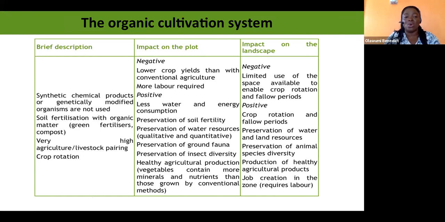So the availability of it for the plant to take it up is also gradual too. Over time, your soil will build up as you continue to use more organic resources. And then on the landscape level, one of the negative impacts is the limited use of the space available to enable crop rotation and fallow period. Fallow period is not done in organic agriculture.